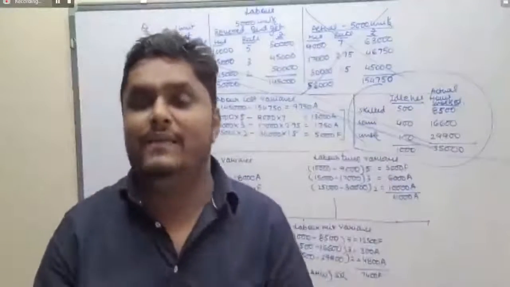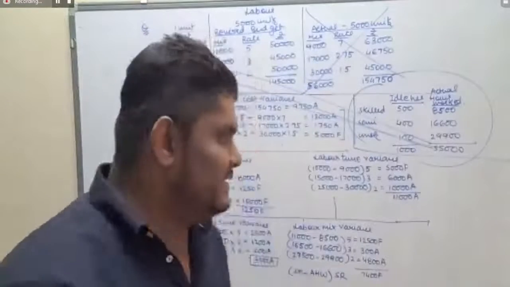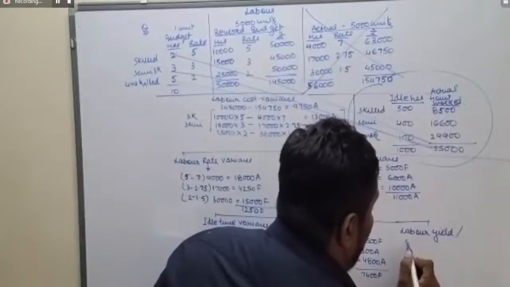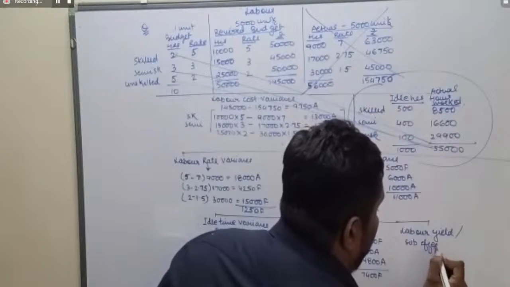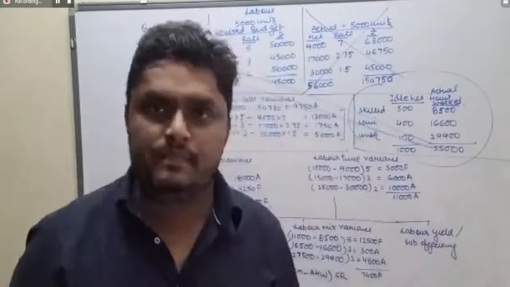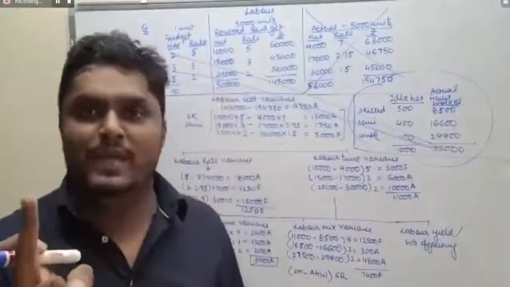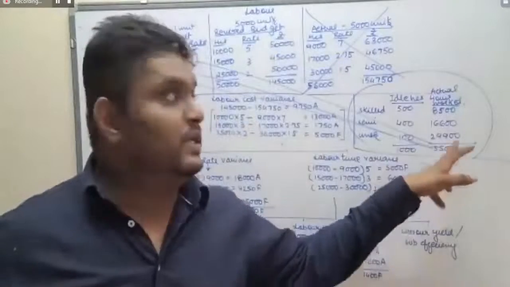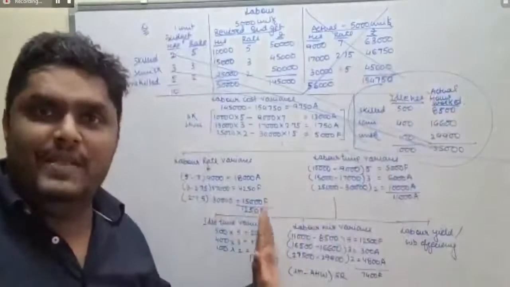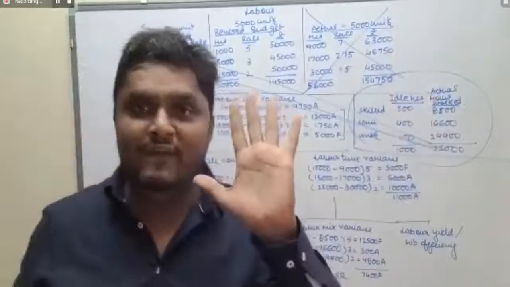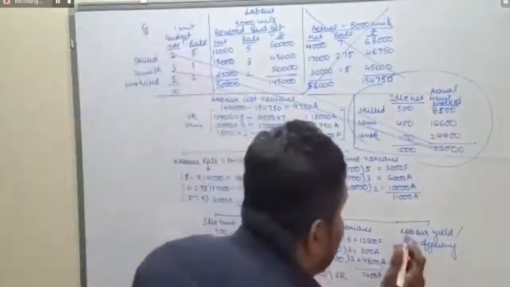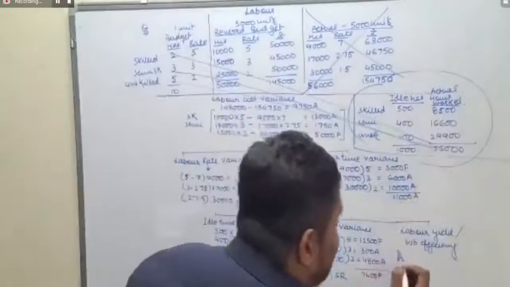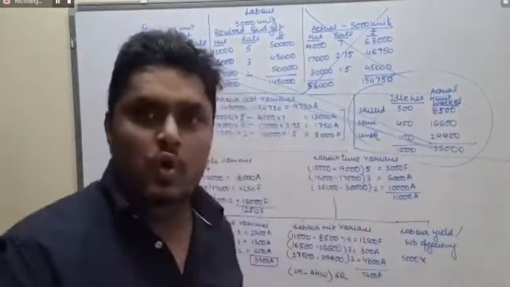Now, as far as labor yield variance or sub-efficiency variance is concerned, the same concept. Very simple. The work was supposed to be completed in 50,000 hours, but the work was completed in 55,000, not 56,000, because 1,000 is the idle time that is already considered separately. So we are left with a difference of only 5,000 hours. So the work was supposed to be completed in 50,000 hours, but it was completed in 55,000 hours. That is 5,000 hours extra into the weighted average rate.